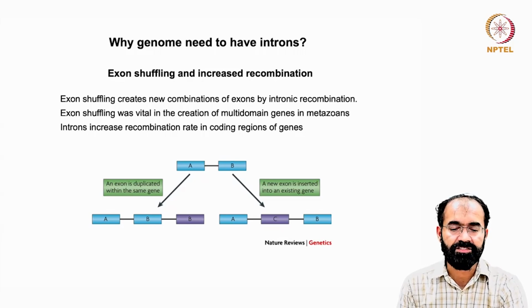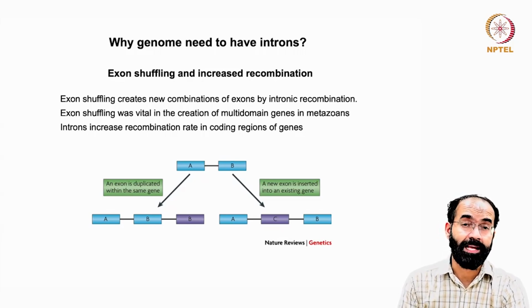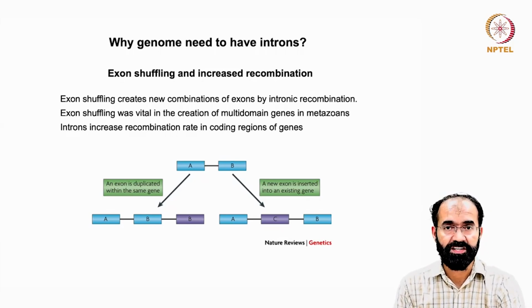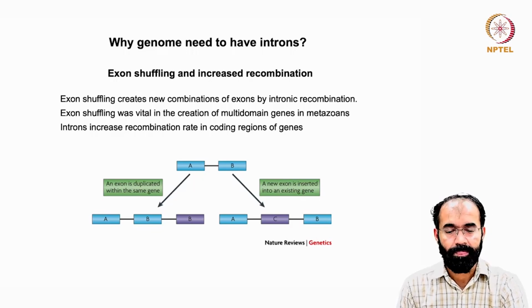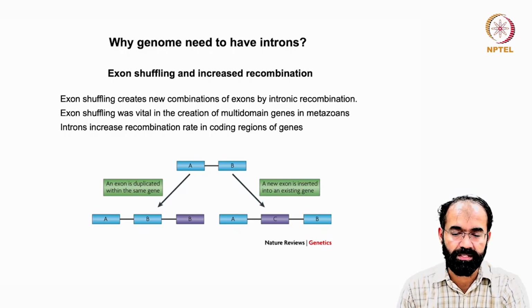So this extra exon can acquire some new function by changes. Of course, it is given in a different color because it is not identical to B. To start with, it was identical to B, but slowly it can acquire changes, and this can give rise to a novel additional function.